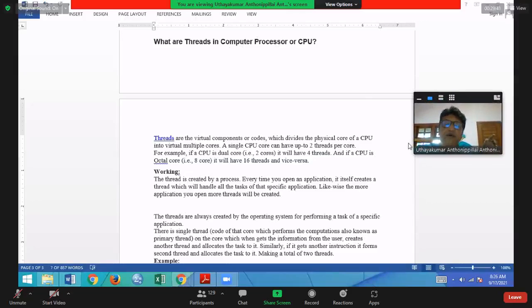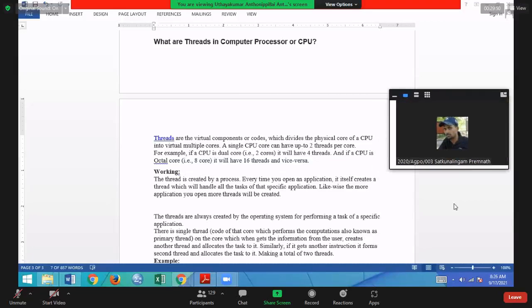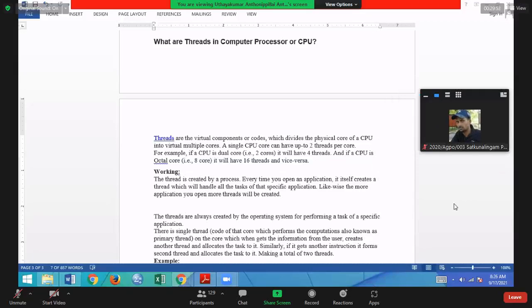If anyone has heard about the term dual core processor, octa core processor, have you heard about the term or not? Yes, sir. So if you wish to purchase a computer, they say that is a dual core processor. What do you mean by dual core processor? That is a very fundamental or entry level laptop. So for an entry level computer, dual core means it can manage maximum 4 threads, right?